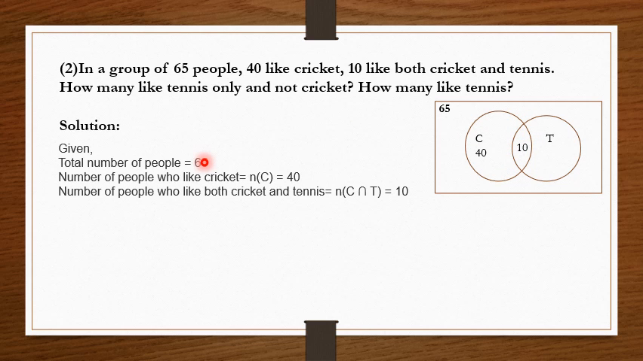Now what are the given things? Total number of people is 65. Here we assume that each person likes either cricket or tennis.